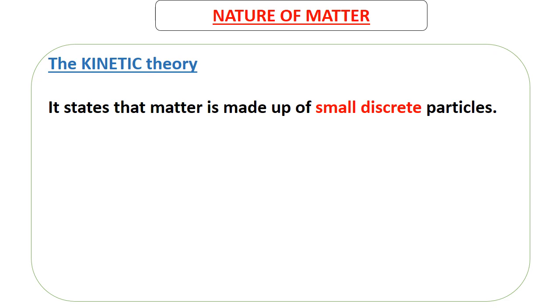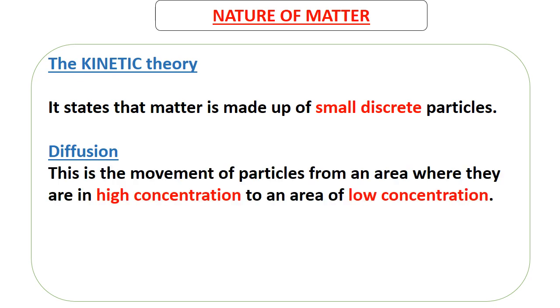So how did people develop this? How did they come up with this kinetic theory? There were some things they observed in nature. One of them was what is called diffusion. So what is diffusion? Diffusion is the movement of particles from an area where they are in high concentration to an area of low concentration.